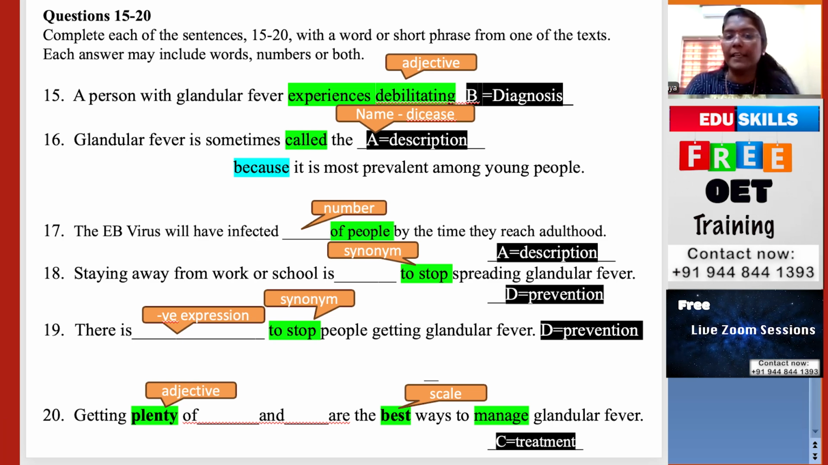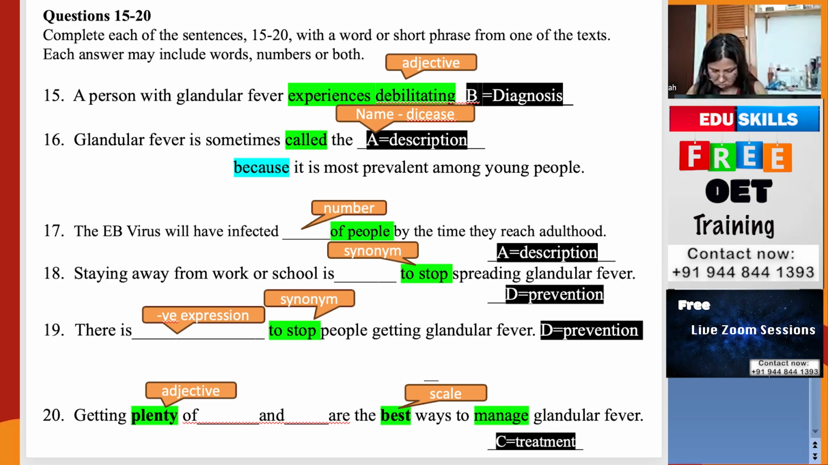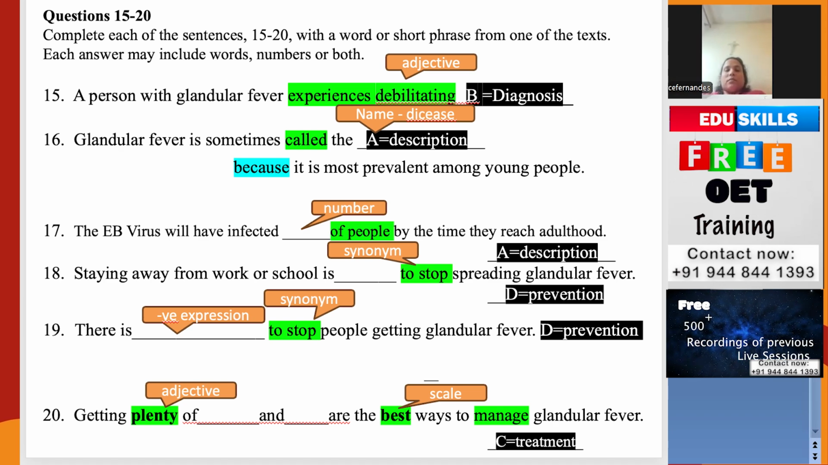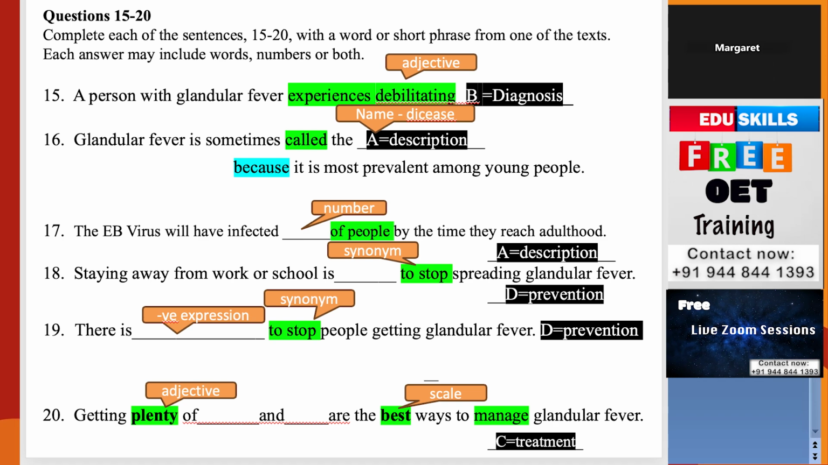Then the EBV virus. Do you remember where it is? You can write it down now or later. Then the seventh one is the prevalence of glandular disease. Just identify from which text we will get that answer. Let us move to the next question.